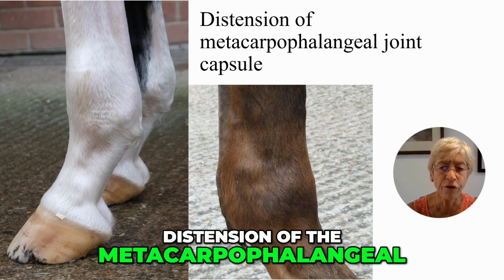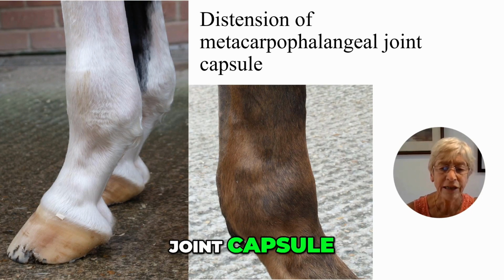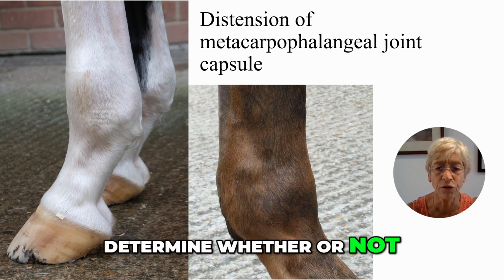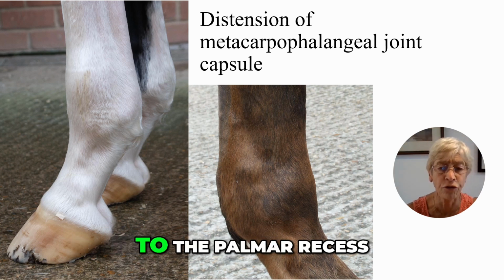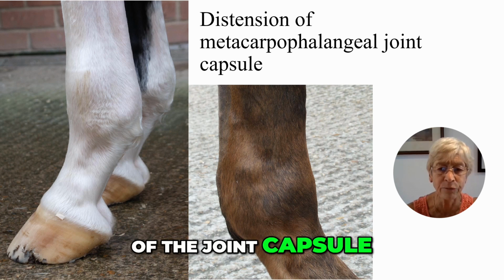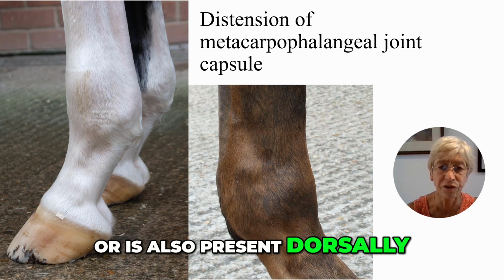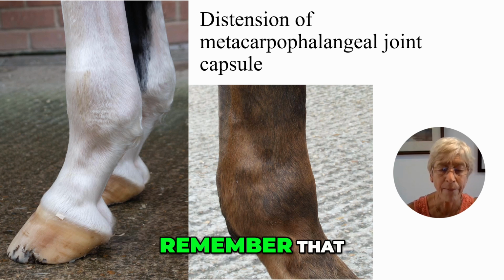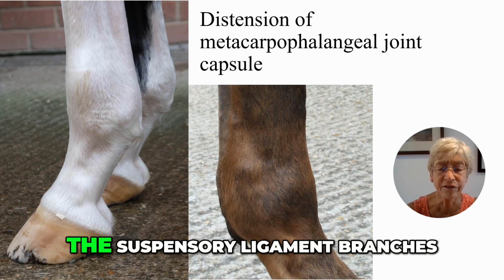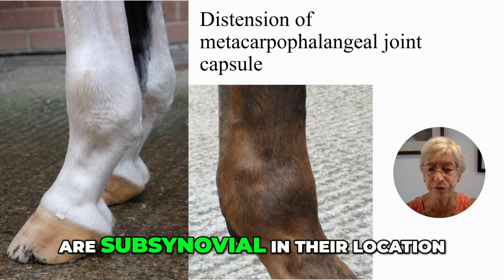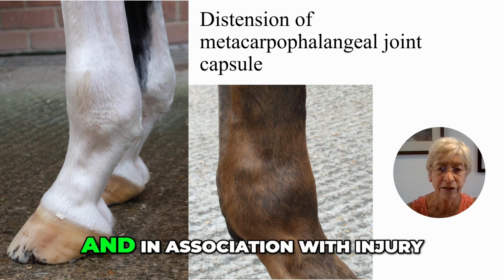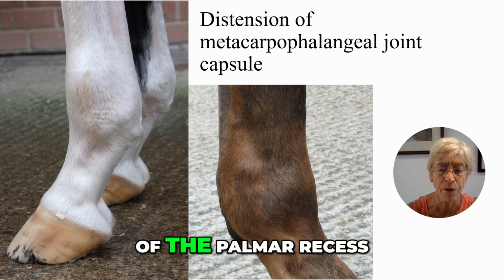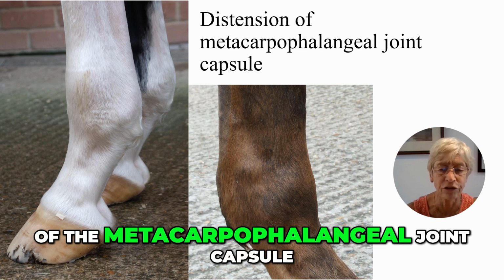Distension of the metacarpophalangeal joint capsule is often of clinical significance. Determine whether or not the swelling is confined to the palmar recess of the joint capsule or is also present dorsally. When assessing likely clinical significance, remember that the suspensory ligament branches are subsynovial in their location, and in association with injury, there may be distension of the palmar recess of the metacarpophalangeal joint capsule.